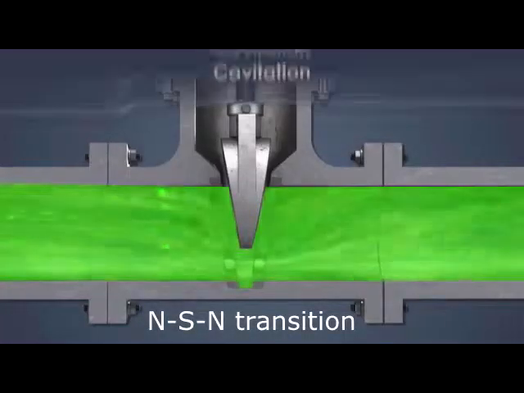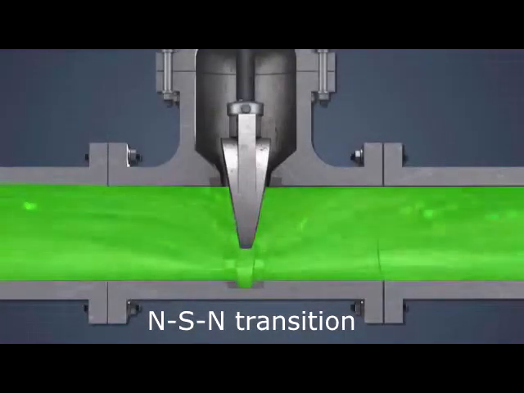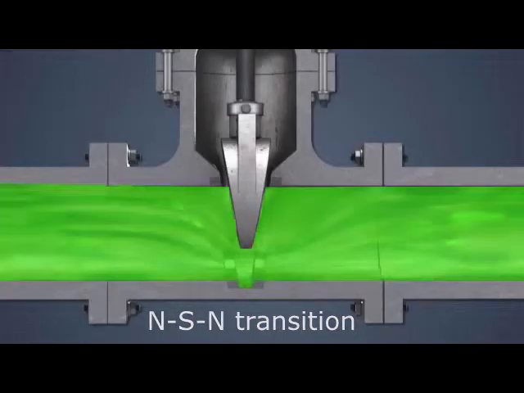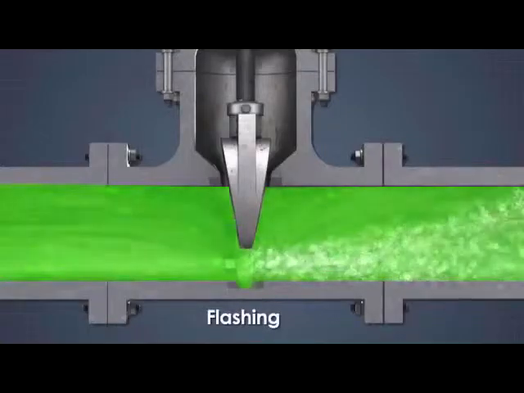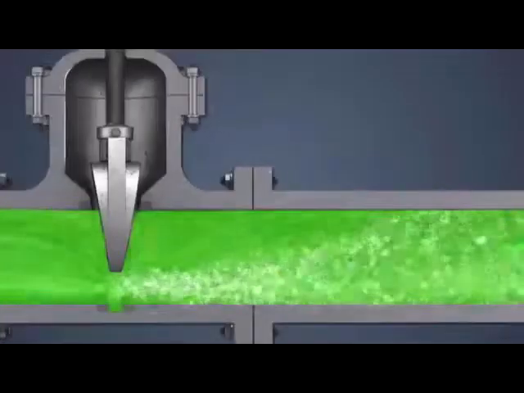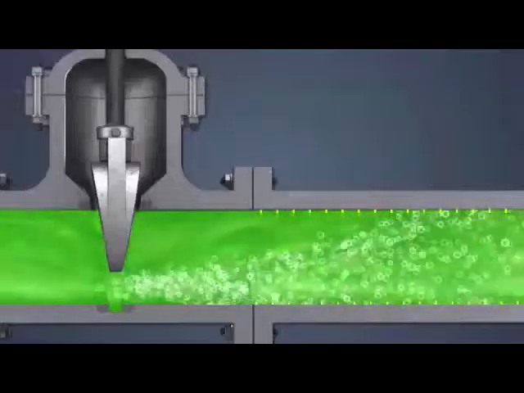Cavitation and flashing begin in a similar manner. When a fluid passes through a restricted port valve and the downstream pressure is low enough, flashing occurs. After flashing, the pressure begins to recover. If the pressure increases high enough, some or all of the bubbles implode.